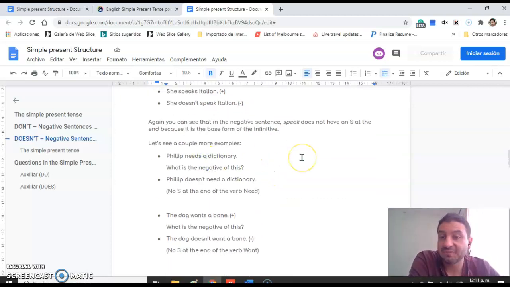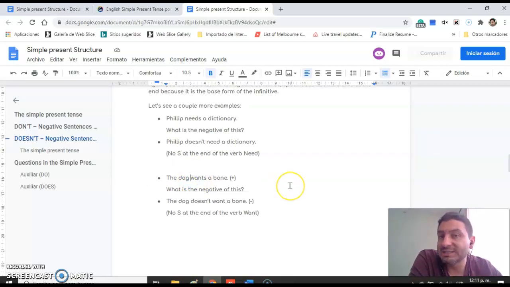Let's say, for example, Philippe needs a dictionary. What's the negative of this? Well, Philippe doesn't need a dictionary. So no necesita, doesn't need a dictionary. The dog wants a bone. El perro quiere un hueso. The dog doesn't want a bone. So that's the negation for saying that the dog doesn't want a bone. No quiere un hueso.